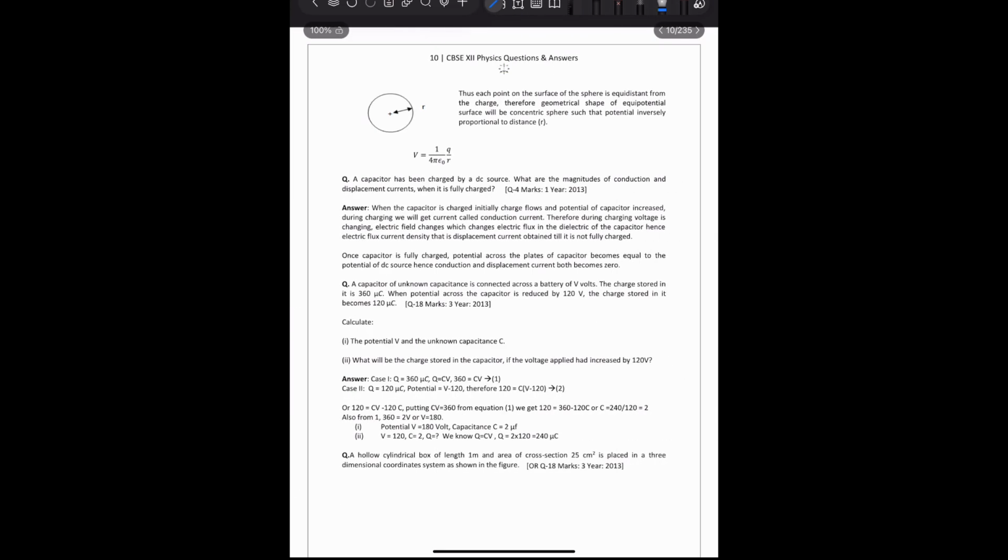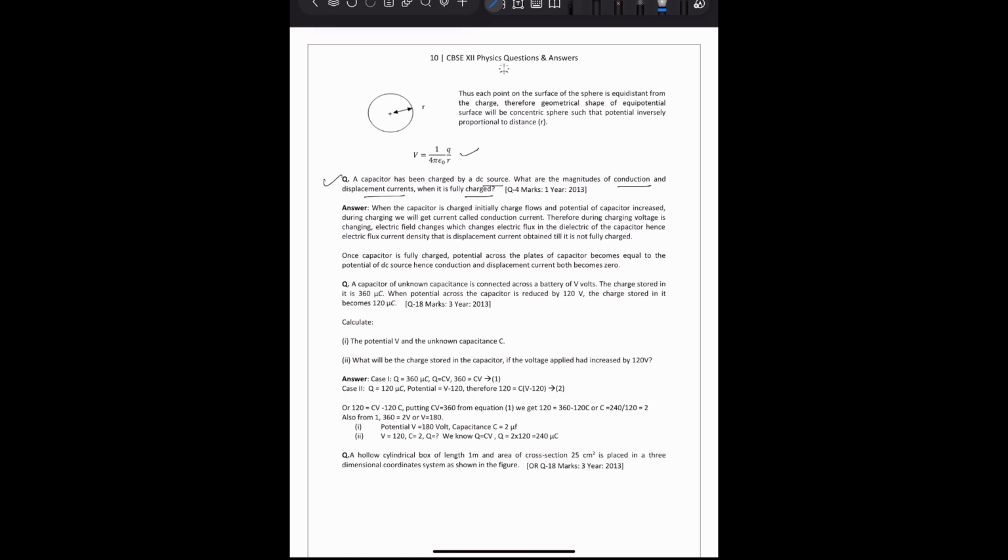Next, and what is the potential? It is Q by R. This question: a capacitor has been charged by a DC source. What are the magnitude of conduction and displacement currents when it is fully charged?